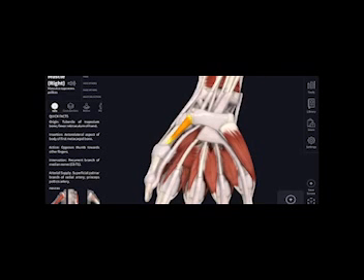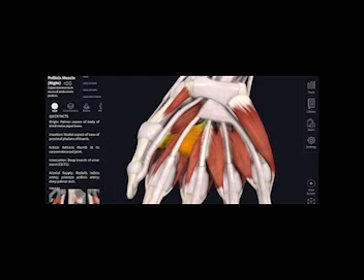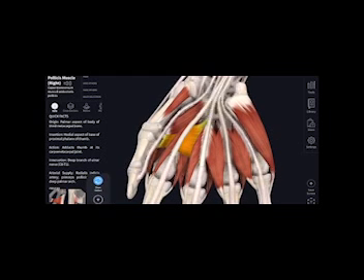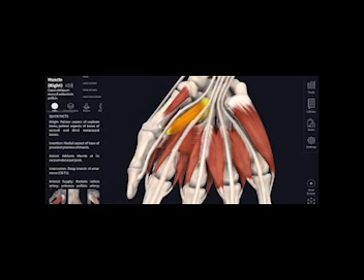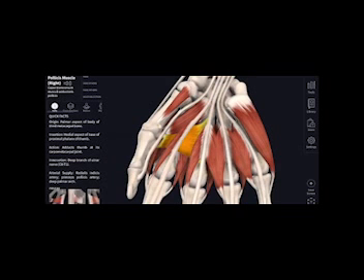And in addition to that, deeper, we have what we call the adductor pollicis. The adductor pollicis has two heads, the transverse head and the oblique head. I'm going to remove this connective tissue so that you can take a look at that in a better view. So here's the oblique head, and here's the transverse head. These two together will create an adduction movement.